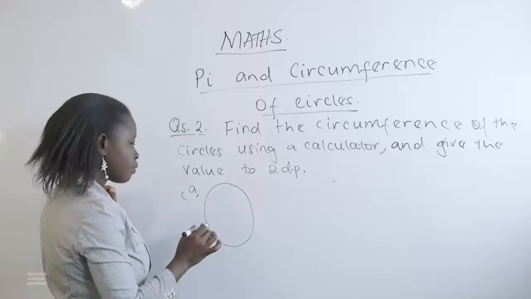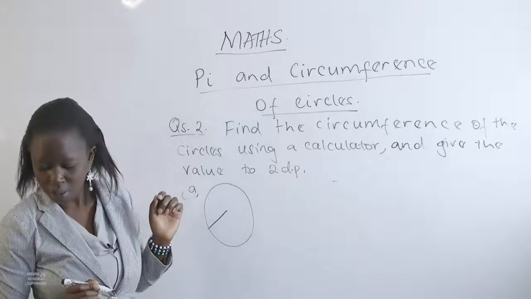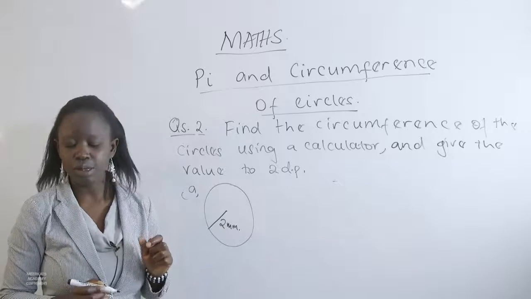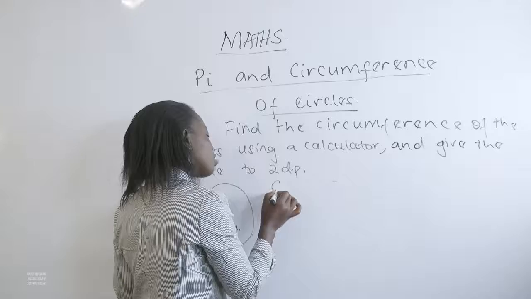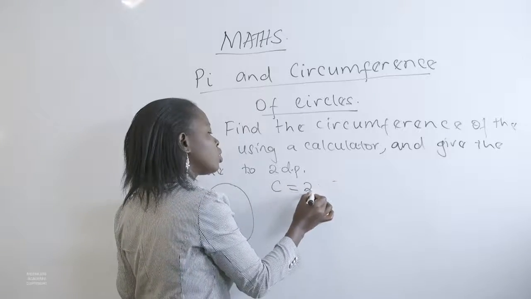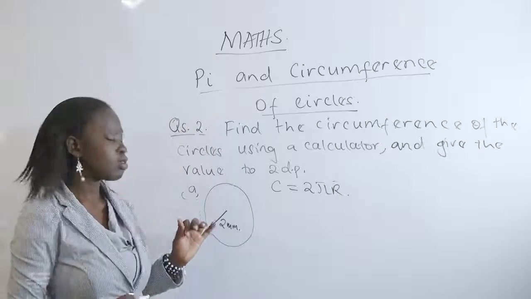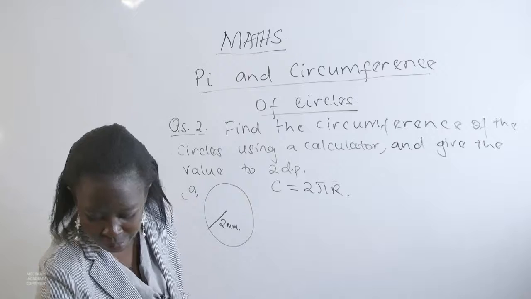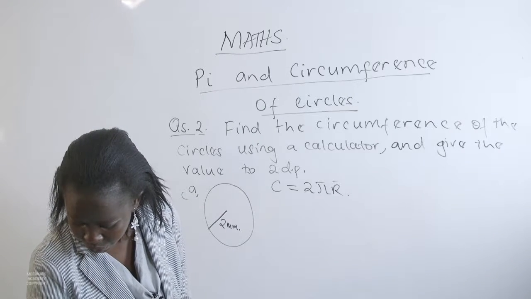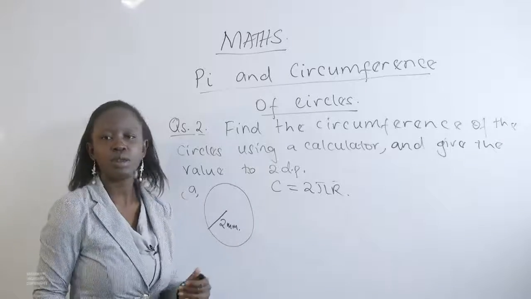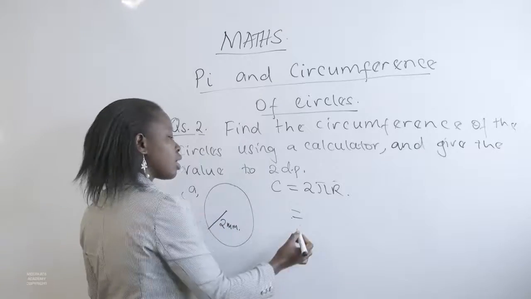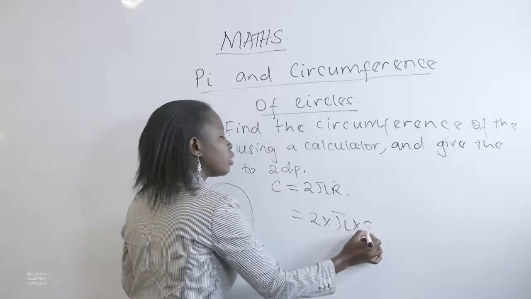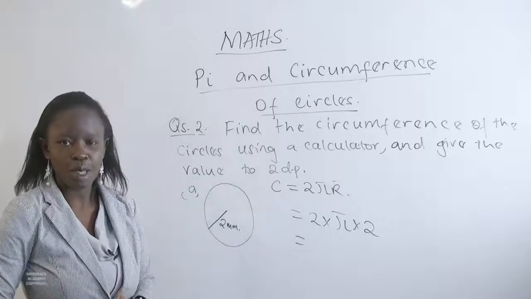Our radius that we've been given is 2 millimeters. Then we need to get the circumference, and circumference is given by pi d or 2 pi r in cases whereby we've been given the radius. So in this case we have the radius, so circumference is 2 pi r. Calculating the circumference, this means that I have 2 multiplied by pi multiplied by r, which is our radius, that is 2 millimeters. So that will mean I have 2 multiplied by pi times 2.